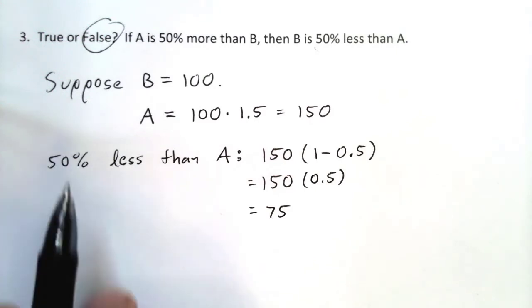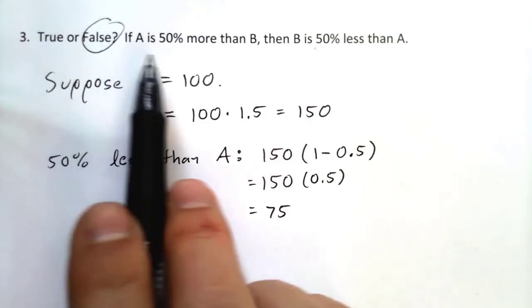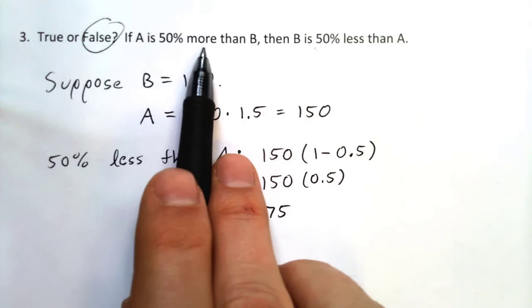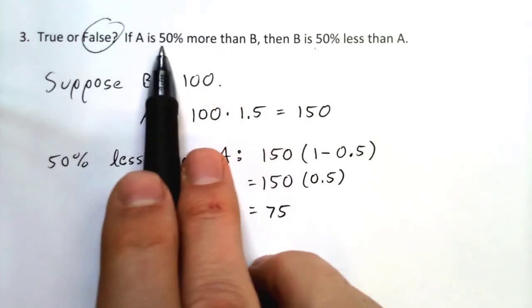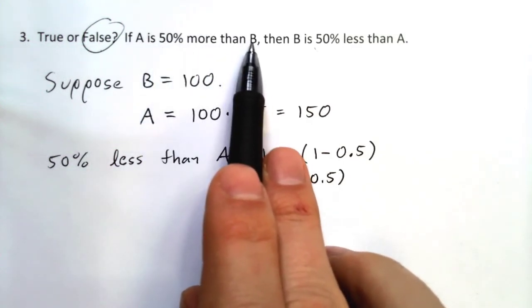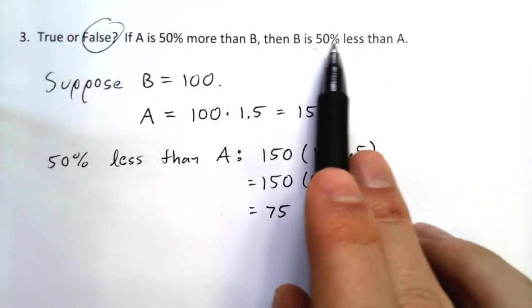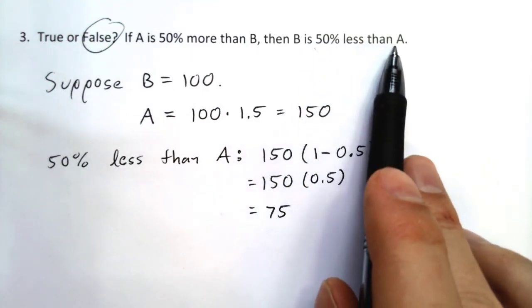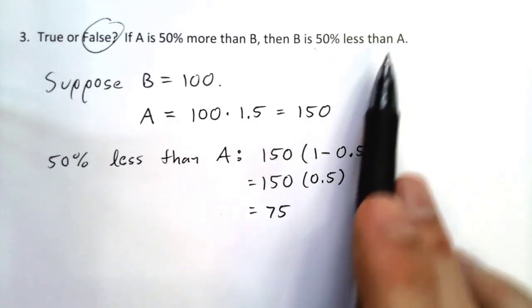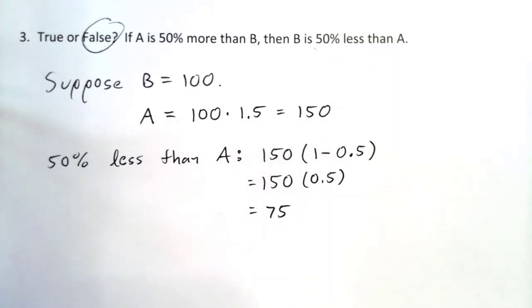So we have to be very careful when we deal with situations like this. When we say 50% more than B, we're basing the 50% on B. When we say 50% less than A, we're basing the 50% on A. And because those numbers are different, the amount that we're increasing or decreasing is different in each case.